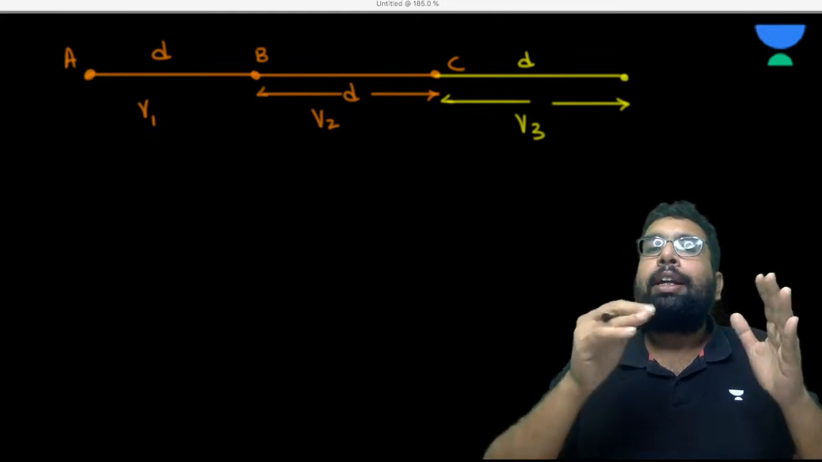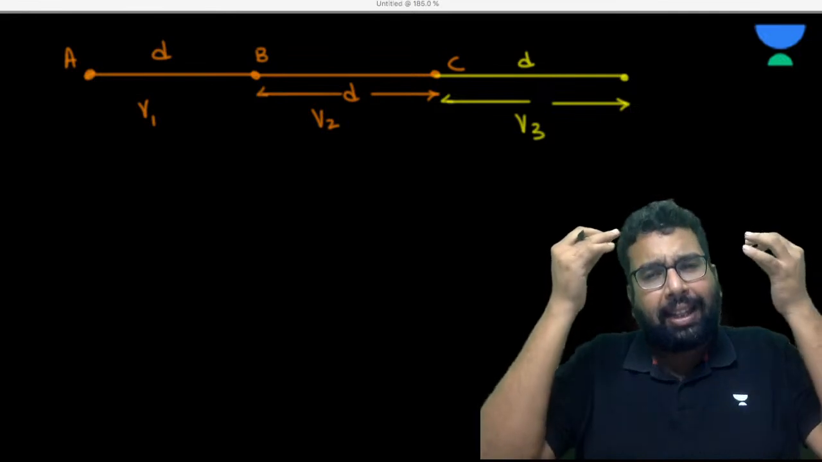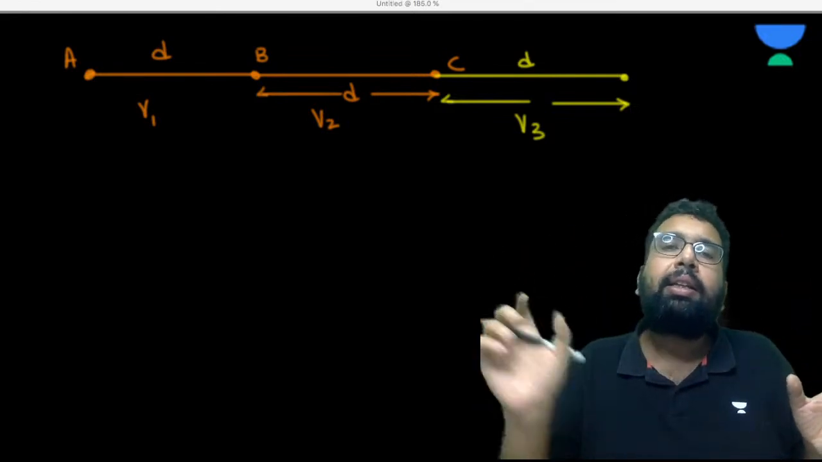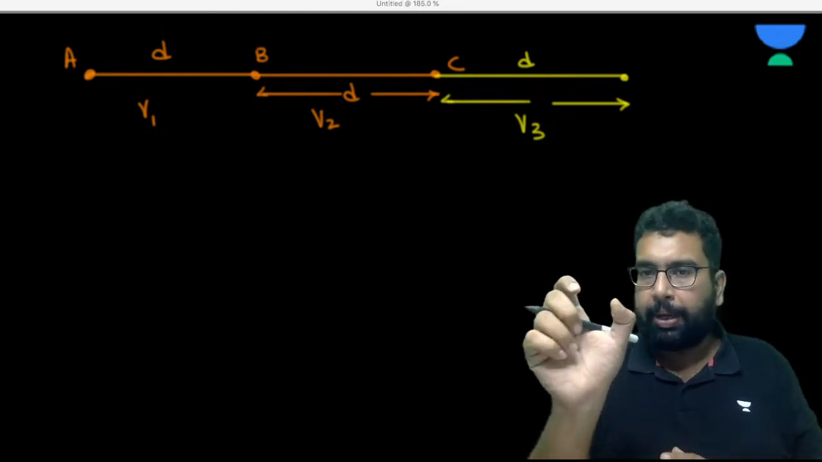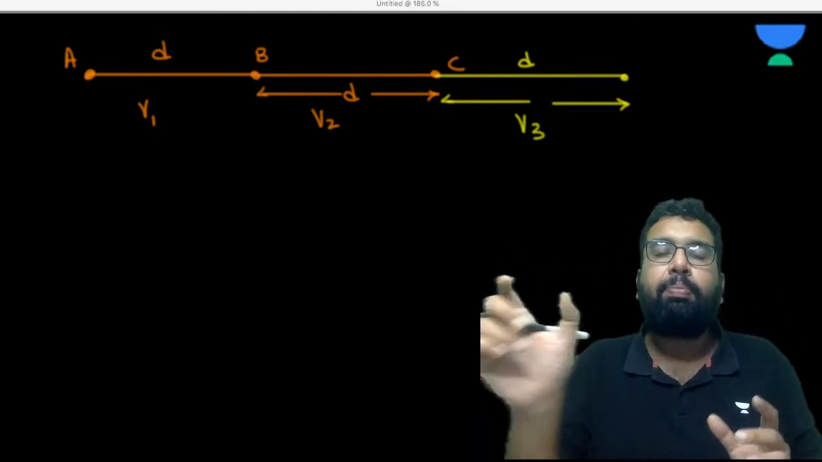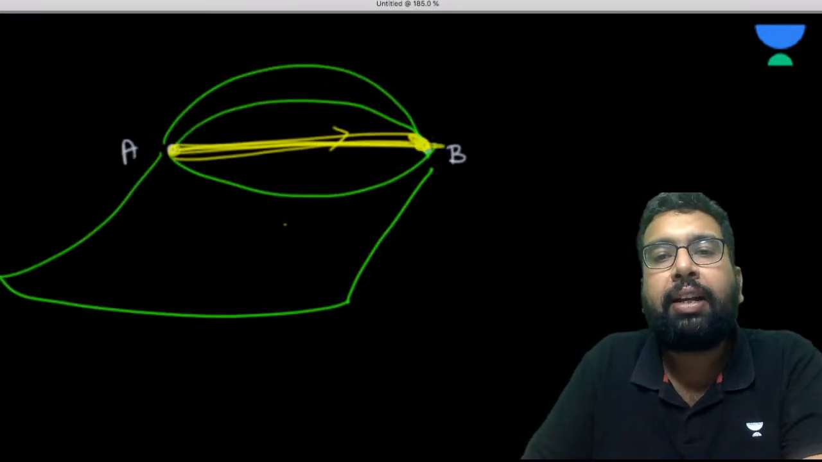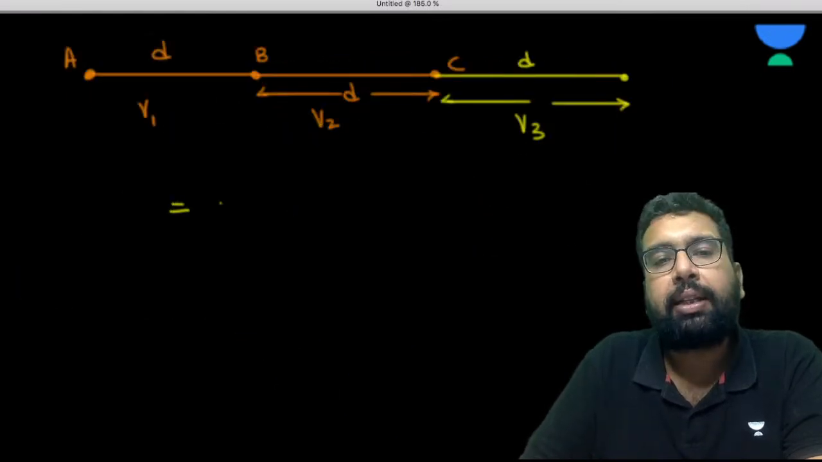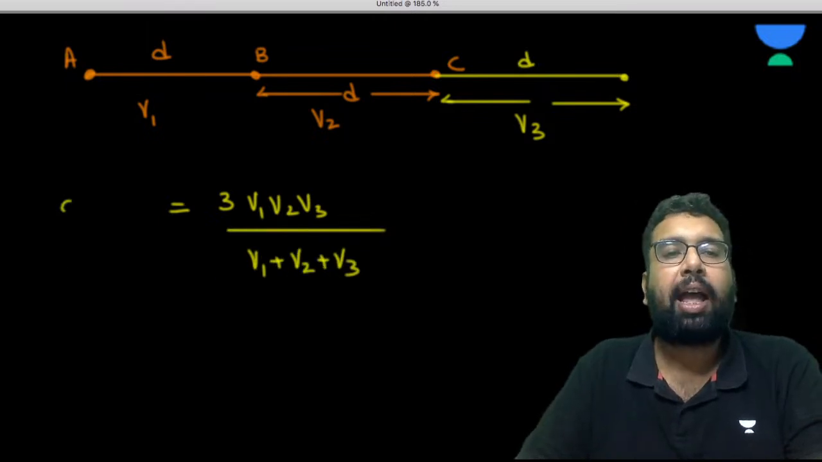If 2, 3, 4, 5, 10, 12, any number of equal distances are covered with unequal speeds, meaning the distance covered every time is the same but the speed becomes different, in these cases you can generalize this result. How, sir, can we generalize this result? If we have covered three equal distances, it will become 3v1v2v3 upon v1 plus v2 plus v3. Are you getting my point? This is going to be the average speed.